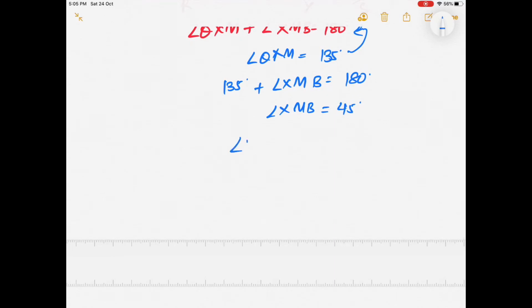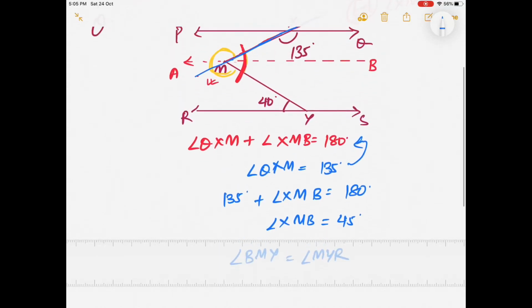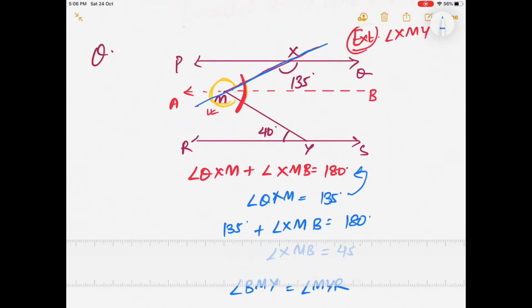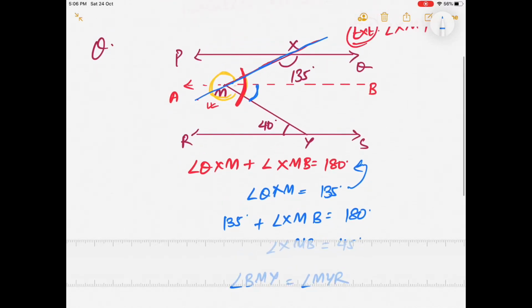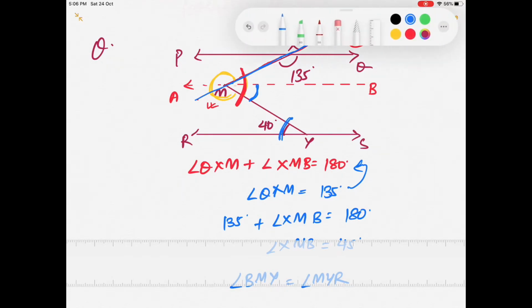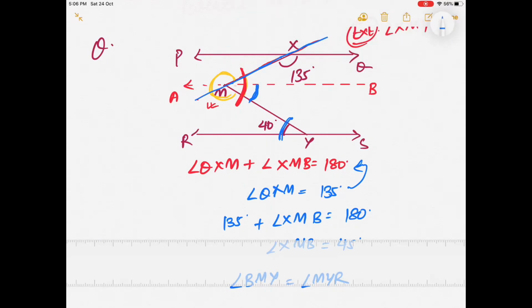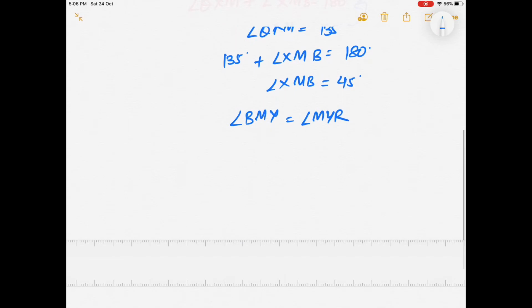Now angle BMY will be equal to angle MYR. What are these angles? This angle BMY and angle MYR, this angle. Both of these angles are equal to each other because these two angles are alternate angles. In these parallel lines AB and RS, alternate angles are equal to each other. So angle BMY will be equal to 40 degrees, because MYR is given in the question as 40 degrees.